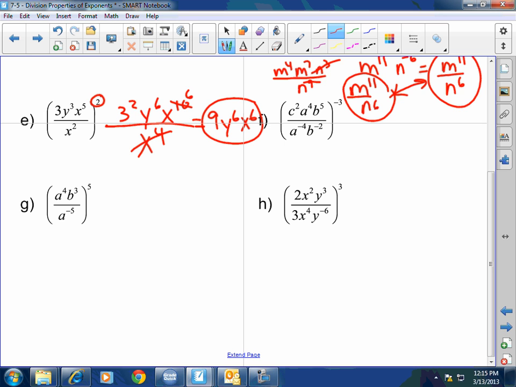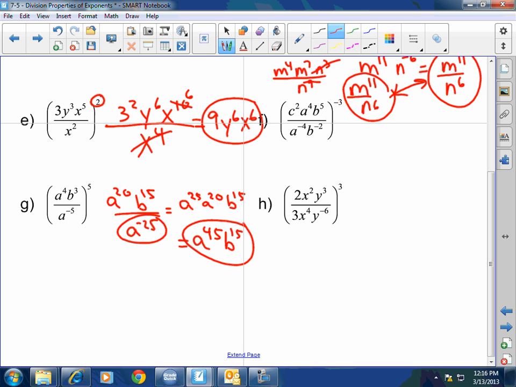Let's do G. That's a to the 20th, b to the 15, over a to the negative 25. How do we make this negative positive? Bring it up. So I'm going to get a to the 25, a to the 20 times b to the 15th, which equals a to the 45, b to the 15th. Does that make sense?